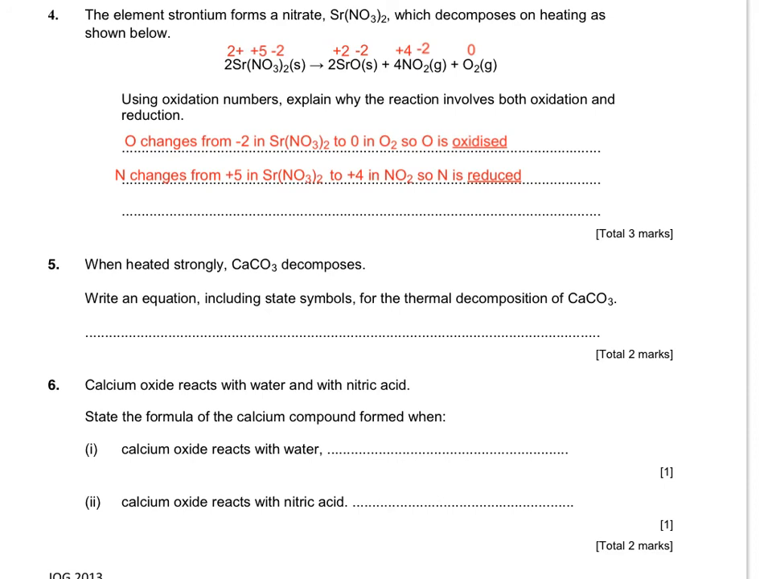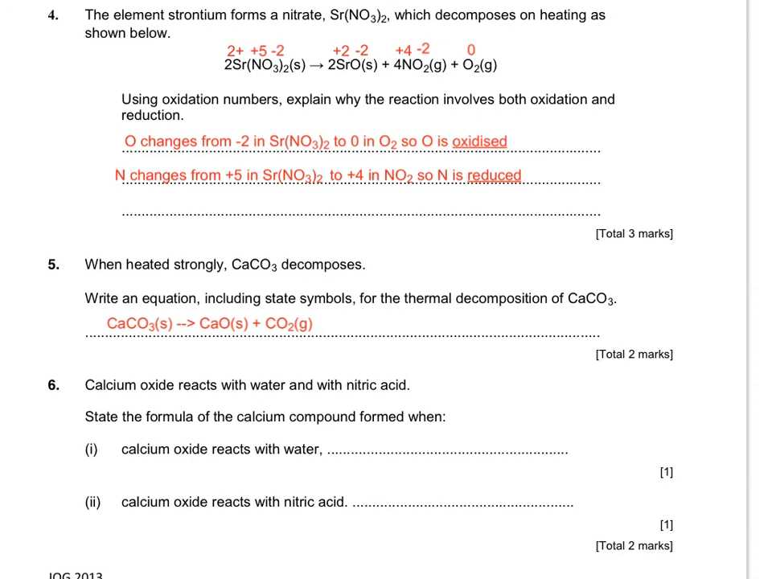So finally it says calcium carbonate decomposes. It says write an equation including state symbols for the thermal decomposition of CaCO3. Because it's a decomposition reaction, you've got to split the calcium carbonate into at least 2 other things. The most obvious would be to split it into an oxide and carbon dioxide. So it's 2 marks, you can see, so therefore you have to also include the state symbols for one of those marks.